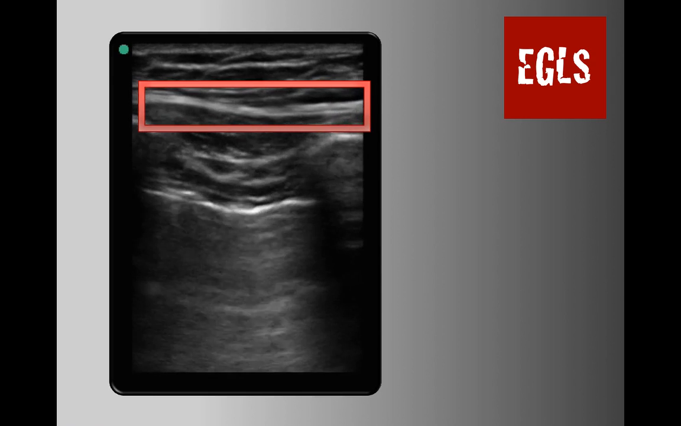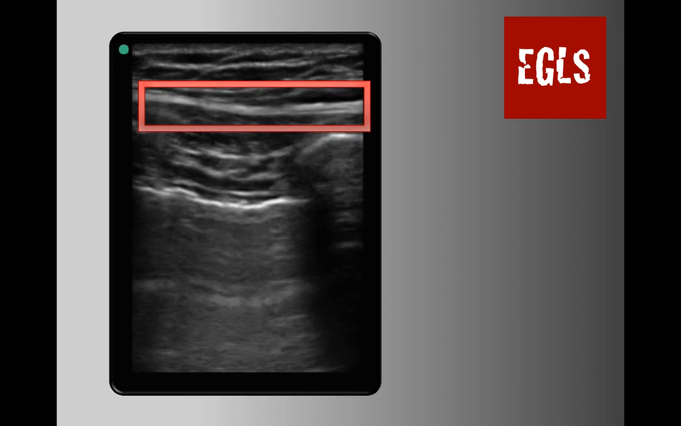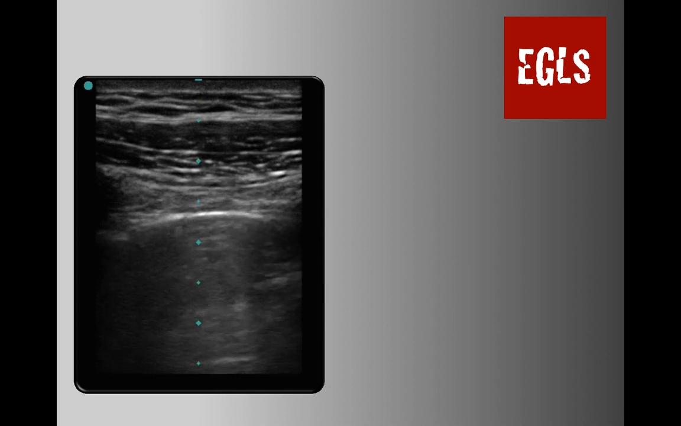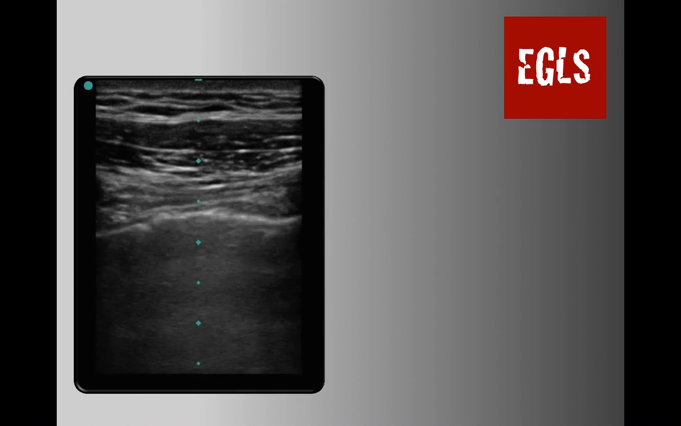So find your landmarks. Identify the ribs and half a centimeter below, this is what you're looking for. And that was a really thin patient. So imagine a bigger patient. It would be lower in the screen. It would be even easier to mess it up.